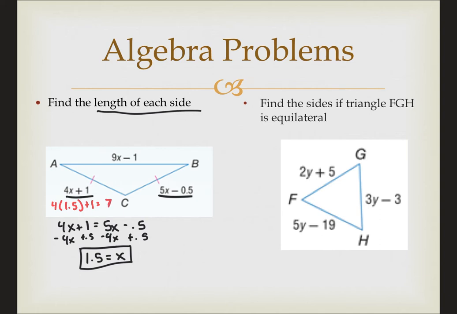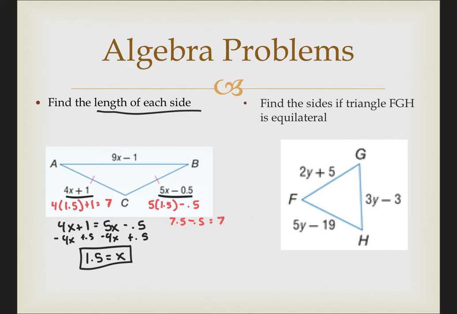Okay, let's go to the other side and see if we get the same answer. Now, because this is an isosceles triangle, it should come out to the same. So 5 times 1.5 minus 0.5. 5 times 1.5 is 7.5. So 7.5 minus 0.5. It is indeed 7.